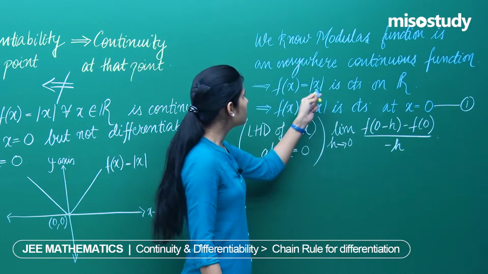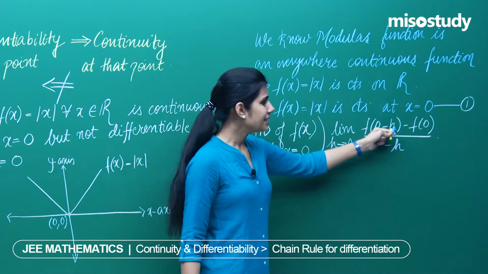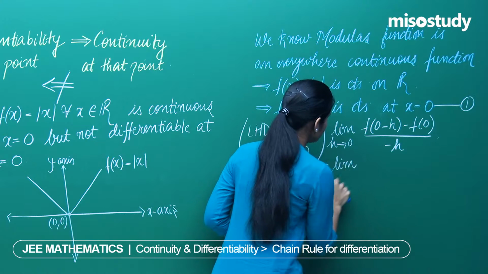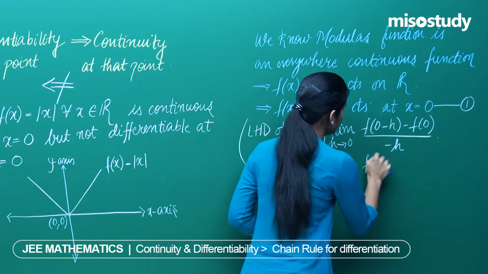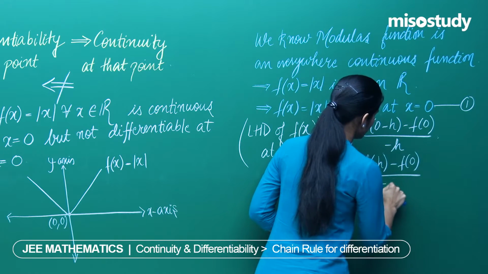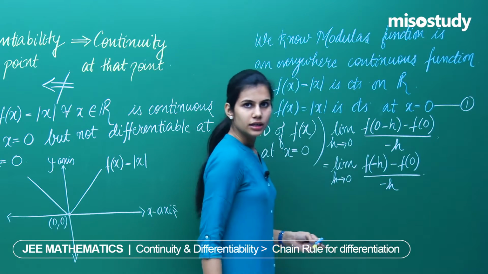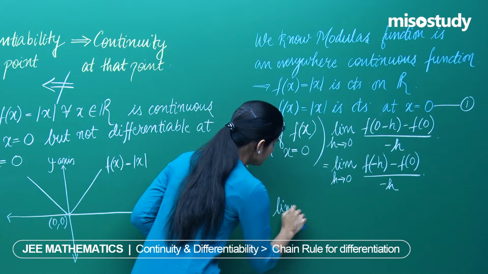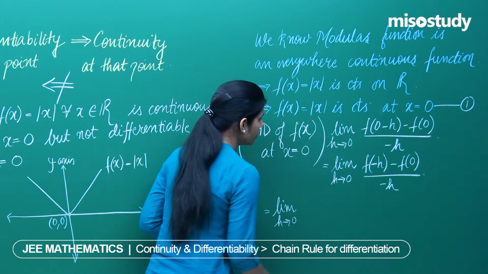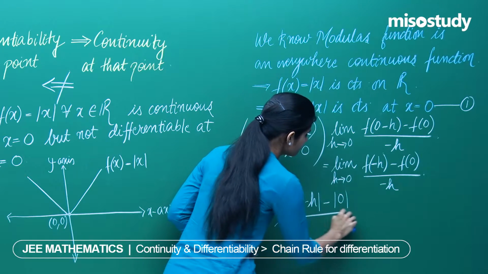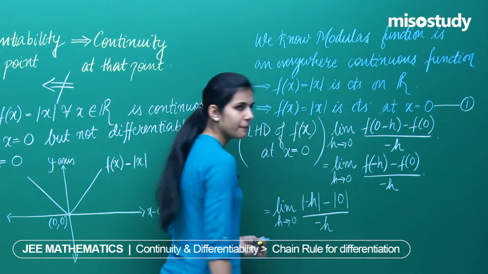If f(x) is equal to mod x, then f of minus h, this is minus h only, I can write it as limit h tends to 0, f of minus h minus f of 0 upon minus h. f(x) is mod x, so f of minus h is what? Limit h tends to 0, mod of minus h minus mod of 0, upon minus h.